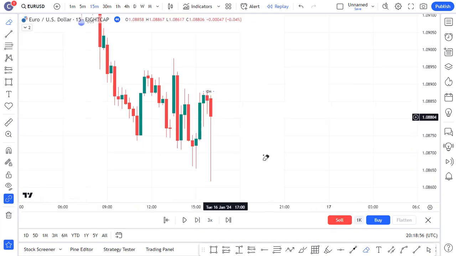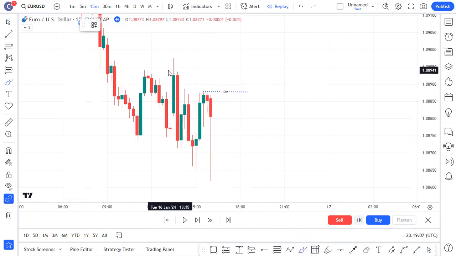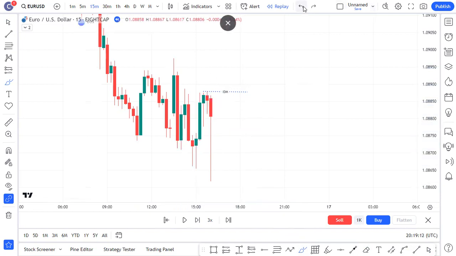This was the inducement. This one. Cause is the high. Market was like this. It dropped, so this level acted as your inducement.